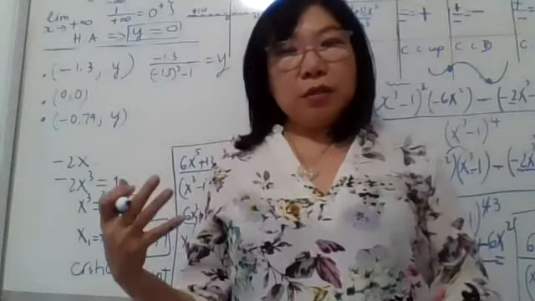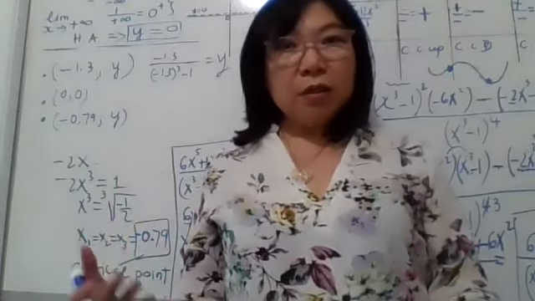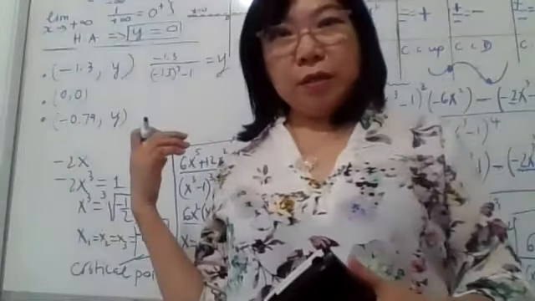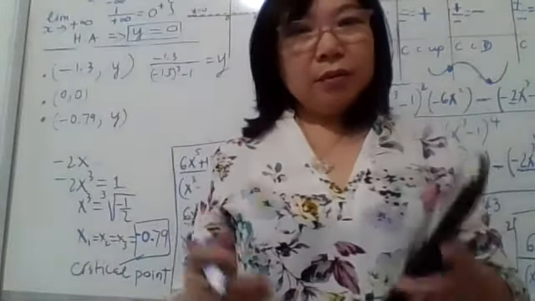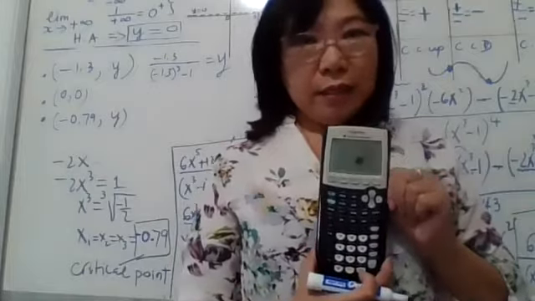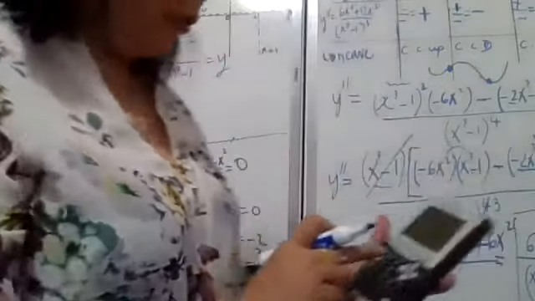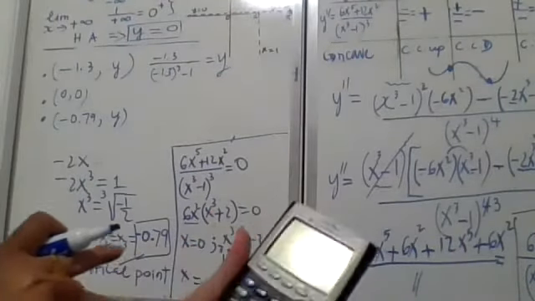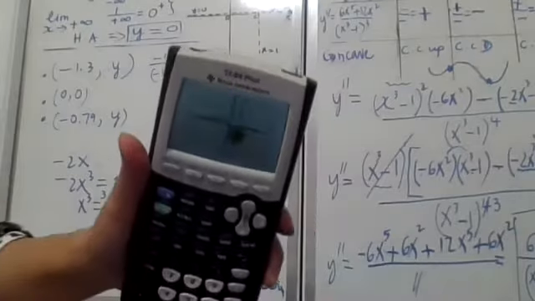advise you to sketch by hand first, follow the data table analysis, and put the points on the coordinate plane. But then use the graphing calculator at the end, key in the function and check how the function looks. I already keyed in the function here, so let's draw it. That is what the function looks like.